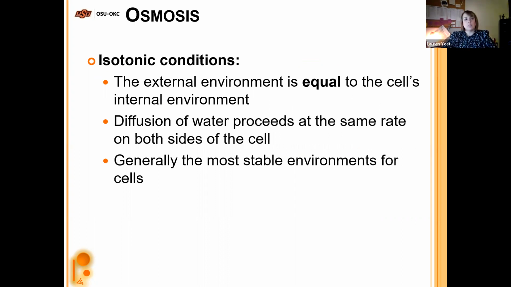So osmosis in isotonic conditions. The external environment is equal to the cell's internal environment. Okay, so now we're talking about in a cell. If we were talking about bouncy balls inside and bouncy balls outside, so we finally got the water in here, and maybe now there's bouncy balls too. Okay, but I opened my drawer. I've got 5 bouncy balls in my drawer. So now there's 5 bouncy balls floating around.